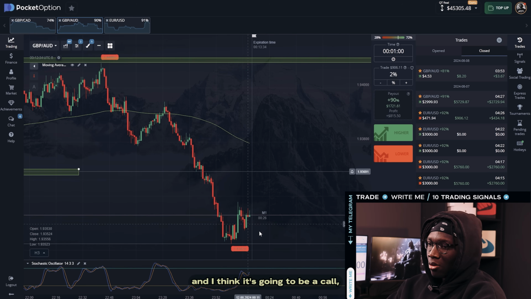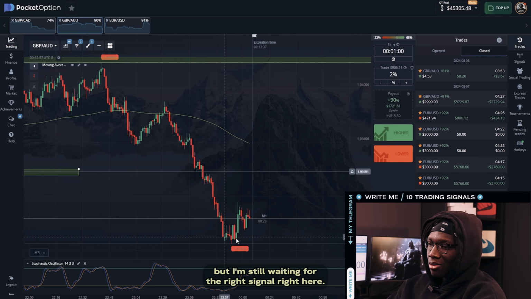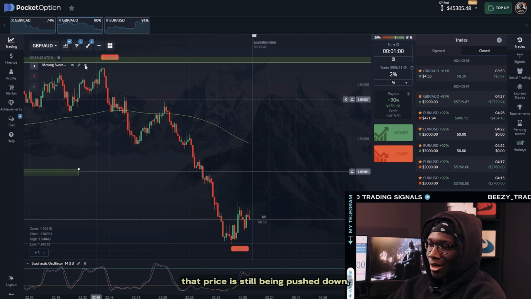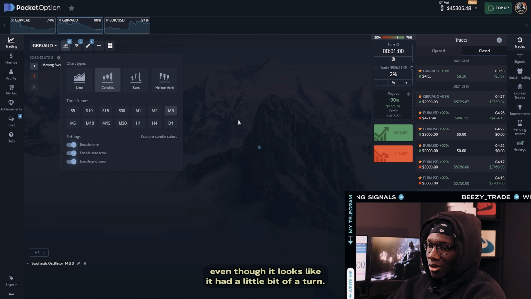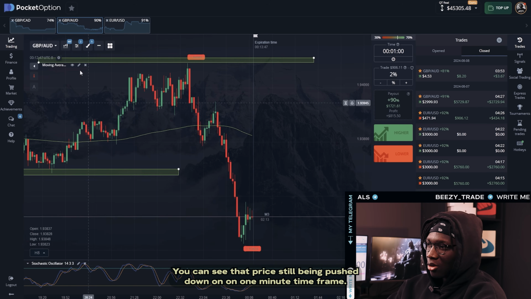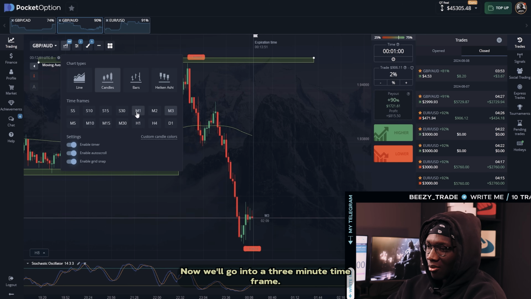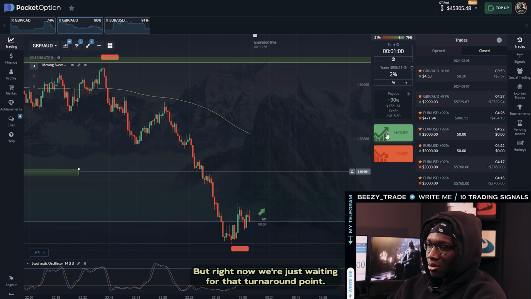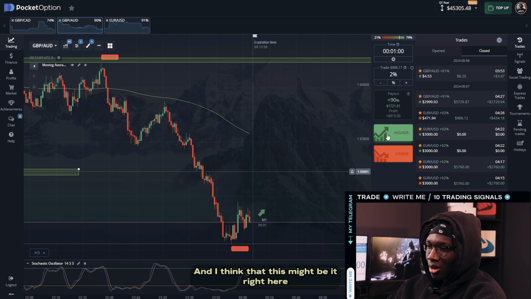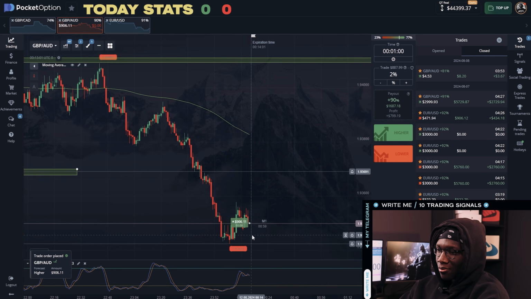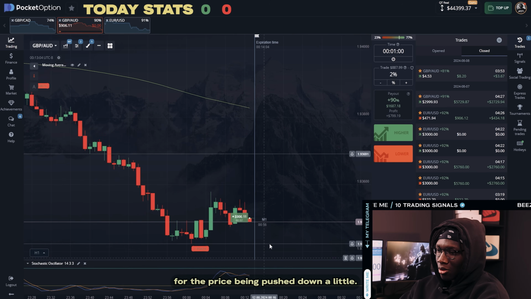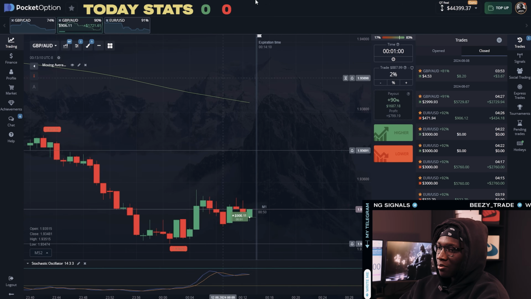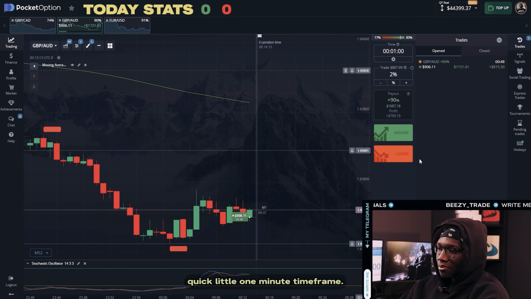And I think it's going to be a call, but I'm still waiting for the right signal right here, because one of the first things that I'm looking at is that price is still being pushed down. Even though it looks like it had a little bit of a turn, you can see that price is still being pushed down on our 1-minute time frame. Now if we go to a 3-minute time frame, you can see almost the opposite. But right now we're just waiting for that turnaround point, and I think that this might be it right here. See that price being pushed down a little, and I think we can enter into a call for $900 right quick right there. Quick little 1-minute time frame.